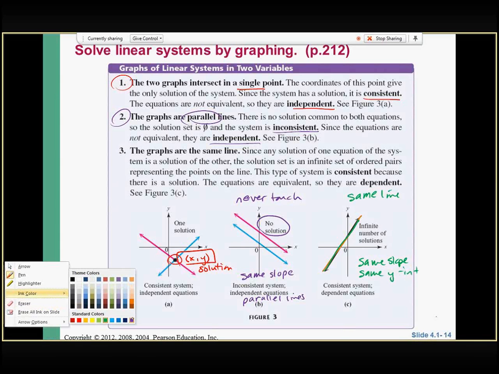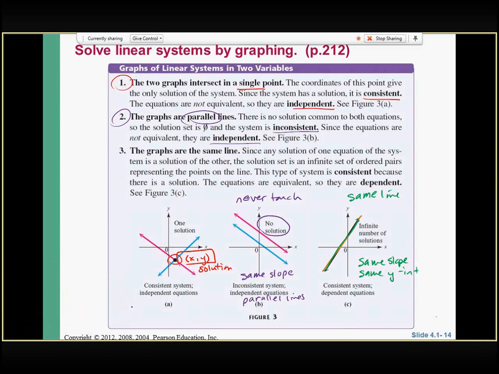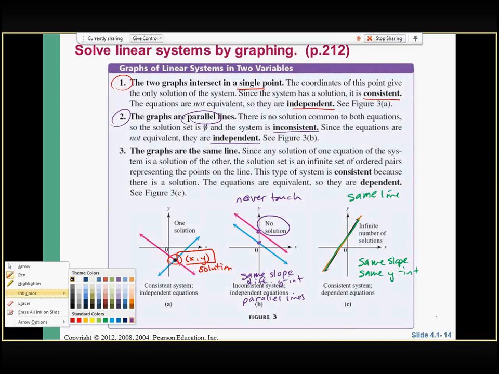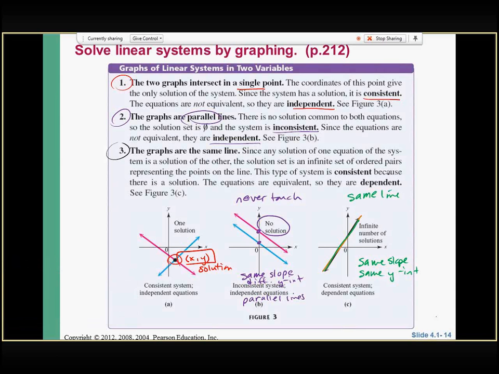I should have said on the middle one there is same slope but different y-intercepts. Here's a y-intercept there that's different from that one. Okay, and for the green and orange one, basically what you would say is the same line. The solution is infinitely many solutions right there. And their type of system is consistent and the equations are dependent. So they might ask you those, just refer back to this chart.